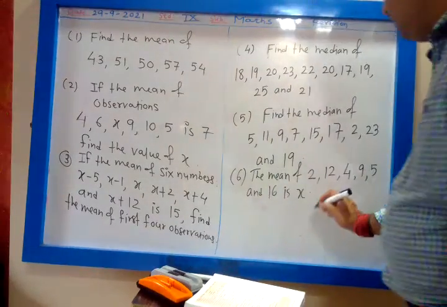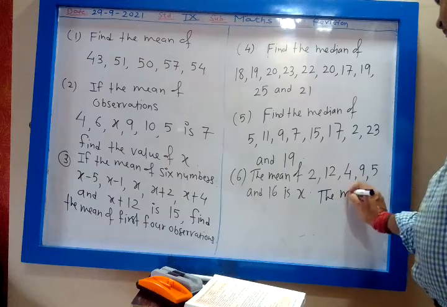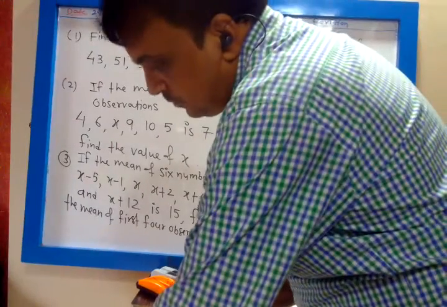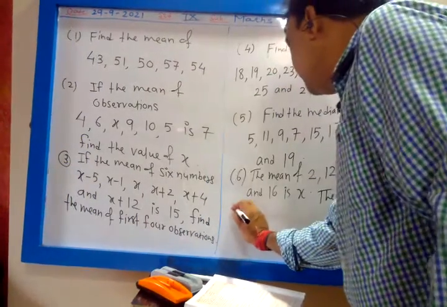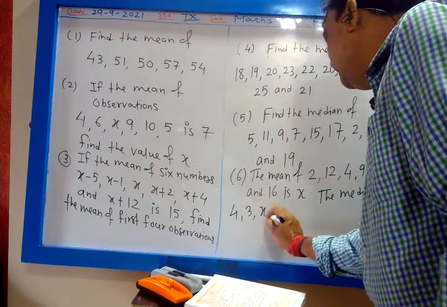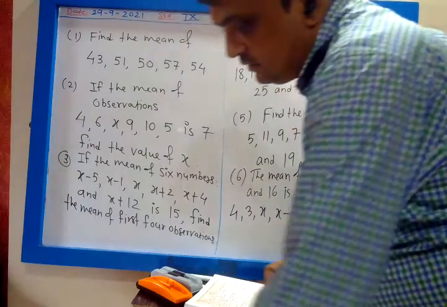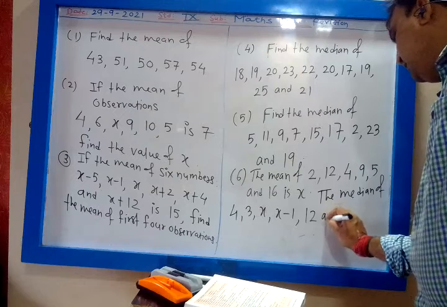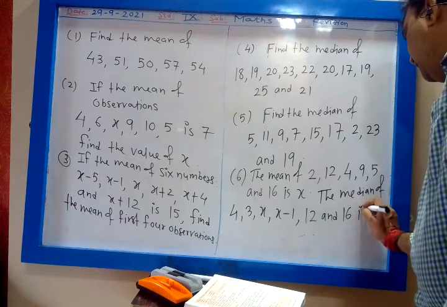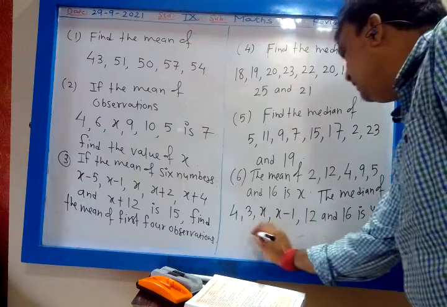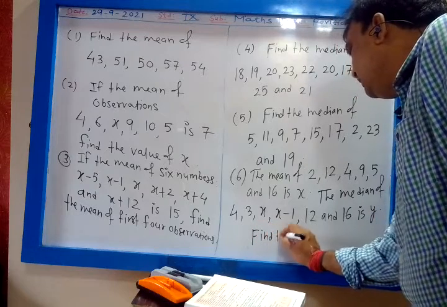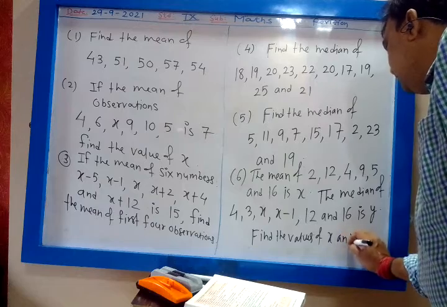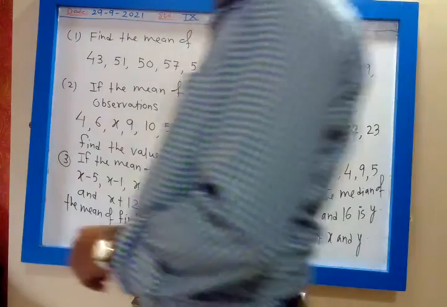The median of 43, x, x minus 1, 12, 12 and 16 is y. Find the values of x and y.